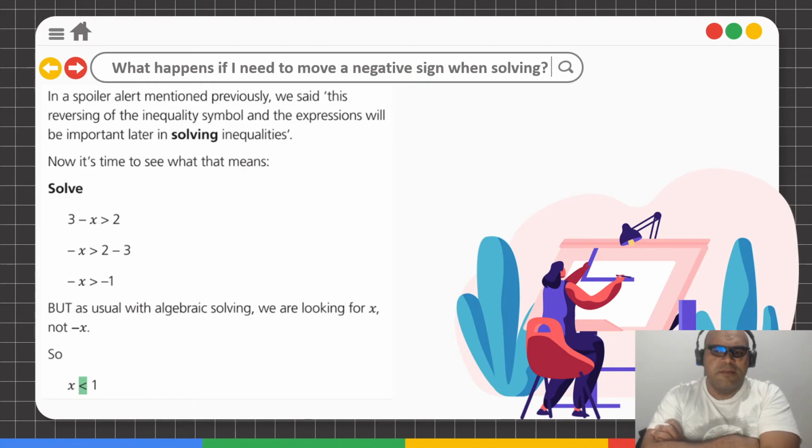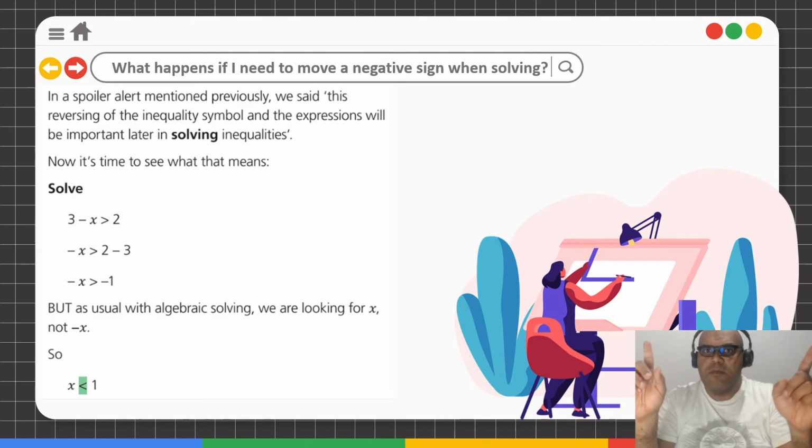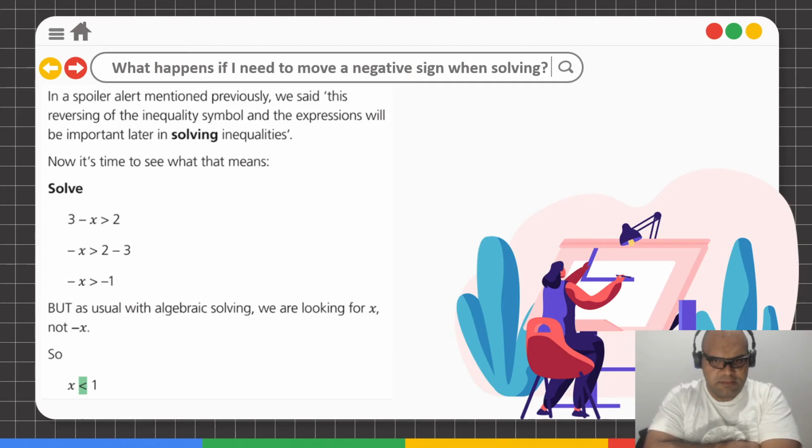But do I need the negative x? No. Algebraically, we are looking for x, not the negative x. So we change, we move, okay? But in the inequality, we don't change the inequality. Okay, it's the same thing if you say x is greater or less than 1. Be sure to understand these steps.